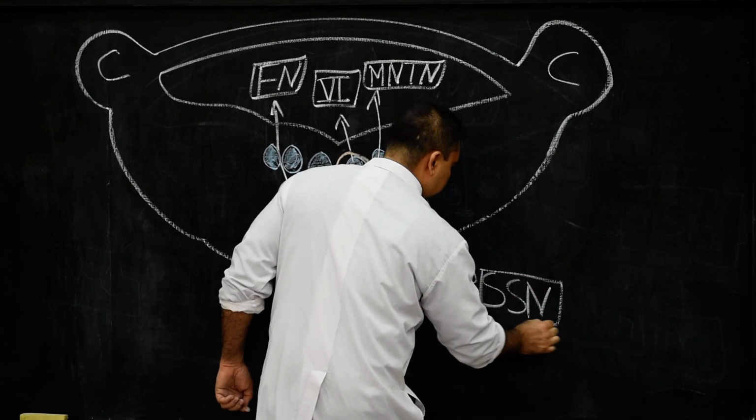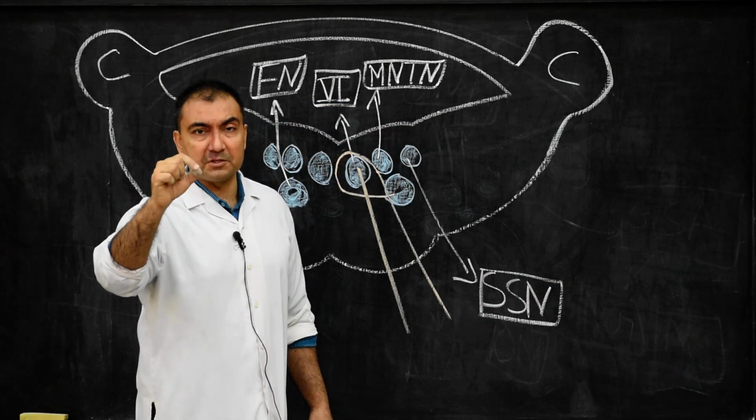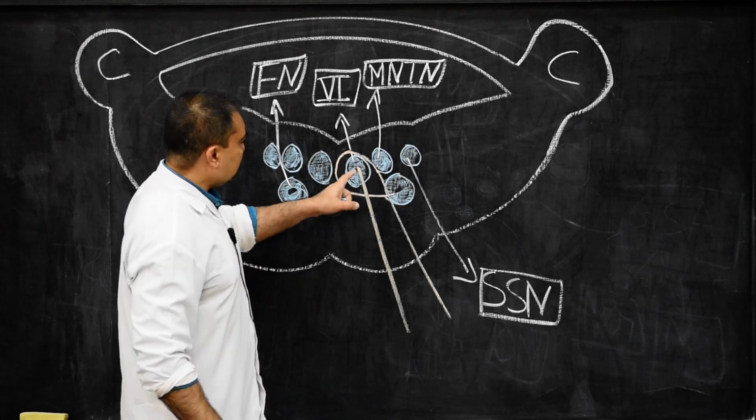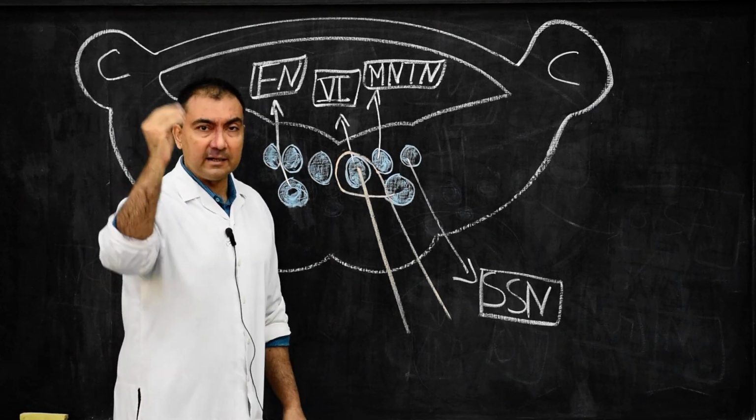It will develop from which functional column? From the general visceral group of functional column. Therefore, we have finished the entire basal lamina. Now we go to the alar lamina.